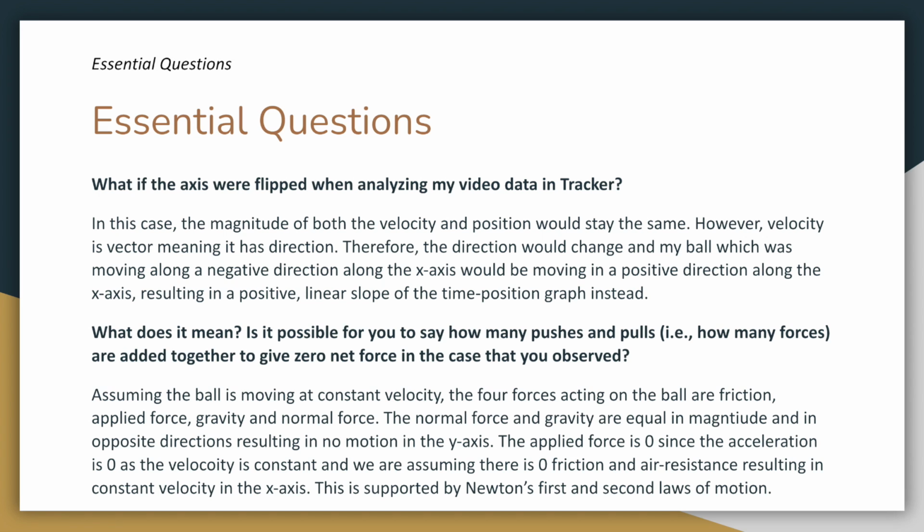What does it mean? Is it possible for you to say how many pushes and pulls are added together to give zero net force in this case that you observed? Assuming the ball is moving at a constant velocity, the four forces acting on the ball are friction, applied force, gravity, and normal force. The normal force and gravity are equal in magnitude and in opposite directions, resulting in no motion on the y-axis. The applied force is zero since the acceleration is zero, as the velocity is constant, and we are assuming there is zero friction and air resistance, resulting in constant velocity in the x-axis. This is supported by Newton's first and second laws of motion.